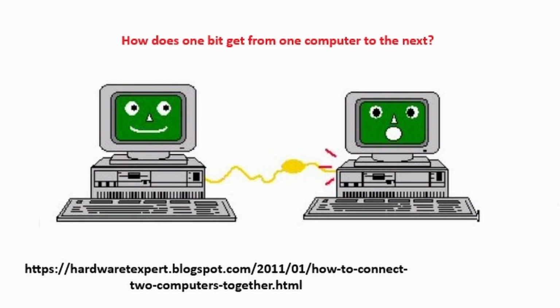Here's the question that started this whole episode. Computer A has a bit, a 1 or a 0, sitting over here. Computer B is somewhere else. How does that bit get from computer A to computer B? Because a 1 or a 0 doesn't literally travel down the line.